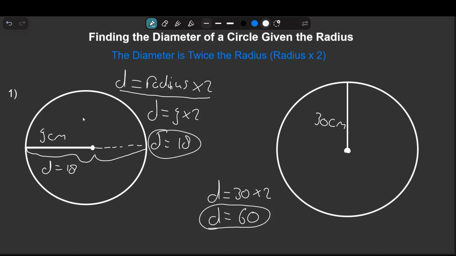This was my video on how to find the diameter of a circle given the radius. I hope you guys enjoyed the video and understand it now.